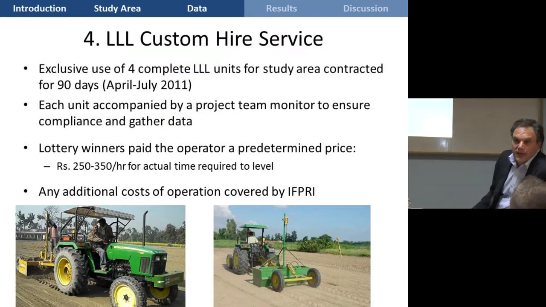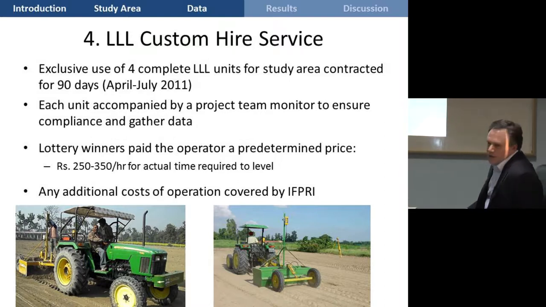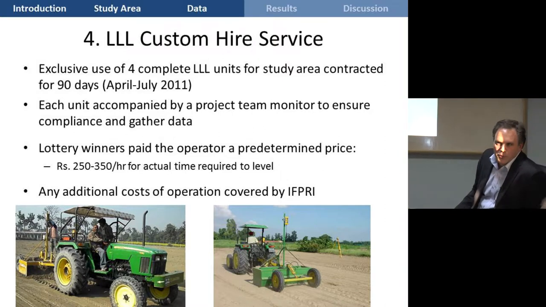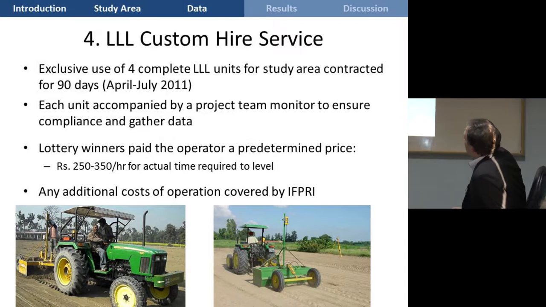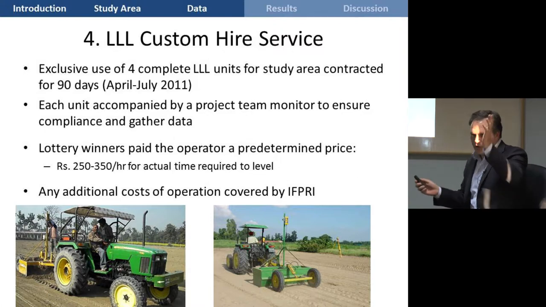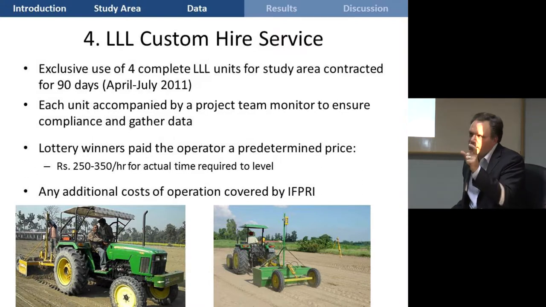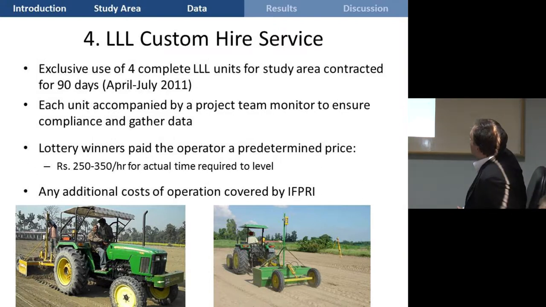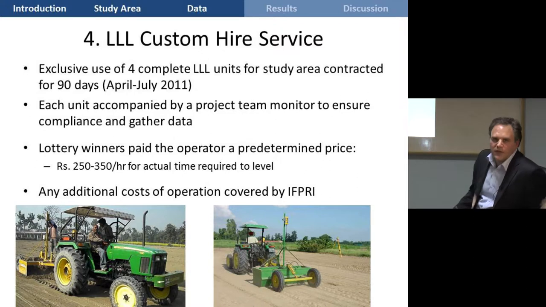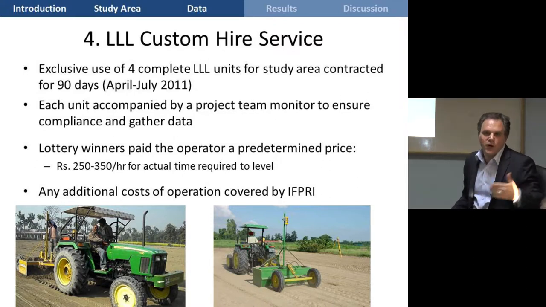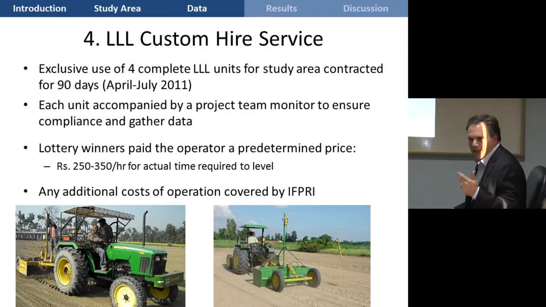Then we actually went out and provided the custom hire service, laser land leveling. That's one of ours, I believe. We actually dragged them over from Western UP. We found a contractor there who did it for us. We had exclusive use of four complete units, tractor and tripods and the leveler itself, for 90 days. And that's the period when you do laser land leveling between the end of Rabi and the beginning of Kharif. There's about a 90-day interval you can work in. We had a project team monitor to ensure compliance and no side selling of the service to either our control farmers or others, and to gather data on various aspects of the study.